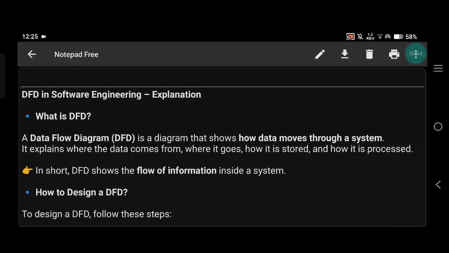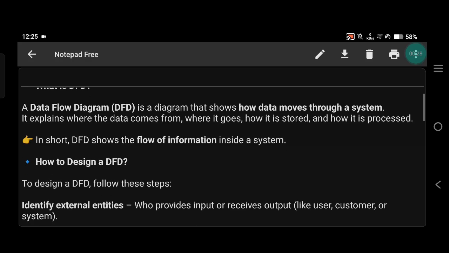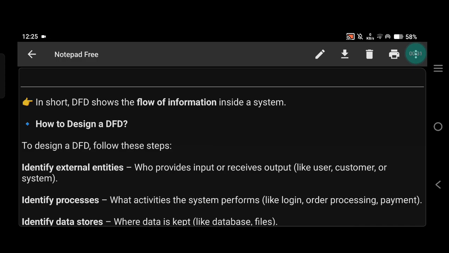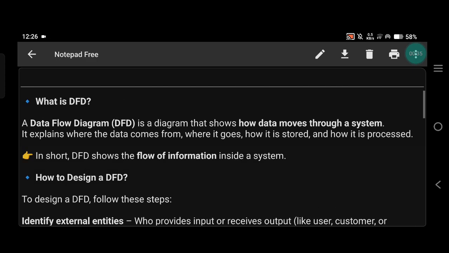In this video we are going to learn about DFD, meaning data flow diagram, in software engineering. Okay, what is a DFD? A data flow diagram. A DFD is a diagram that shows how data moves through a system. It explains where the data comes from, where it goes, how it is stored, and how it is processed. In short, a DFD shows the flow of information inside a system.